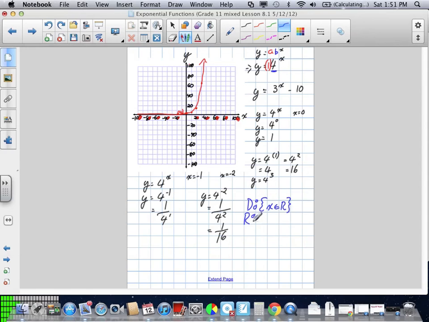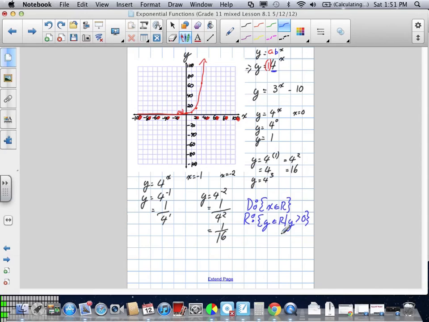Y, our range, though, is a bit of a different story. Of course, y does touch all real numbers, but there is a restriction. What does y have to be less or greater than? Y has to be greater than, and it's not equal to, because it never touches 0. Y is greater than 0. That'll be our domain and range for this question.